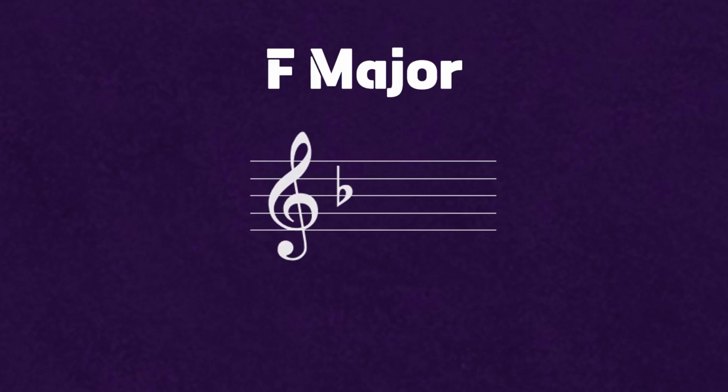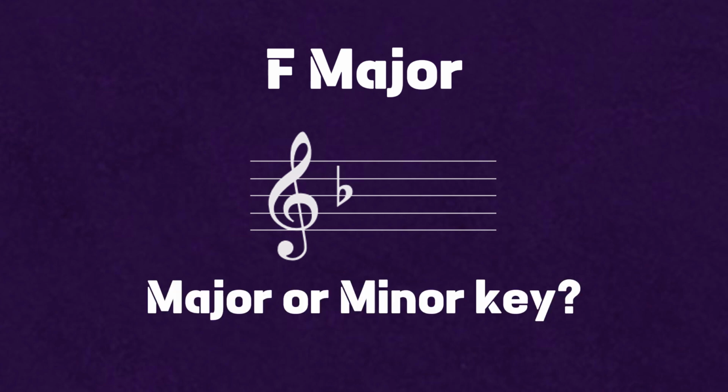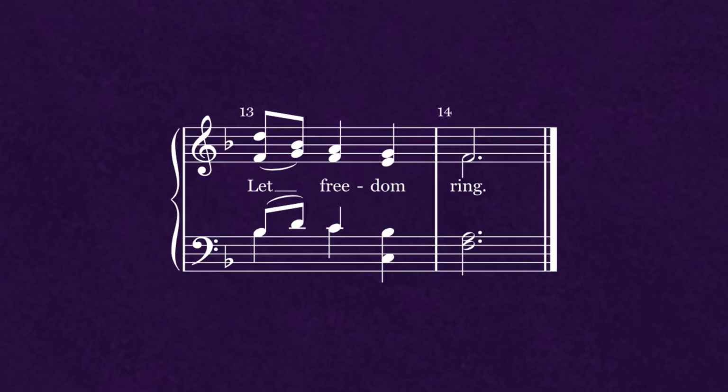If a piece begins with a key signature of 1 flat, you might assume that it is in F major, but the key signature alone is not enough to determine the key of a piece. It can indicate either a major or minor key. To find the key of a piece, first check the key signature, then check the beginning and end of the piece for characteristic scale degrees.